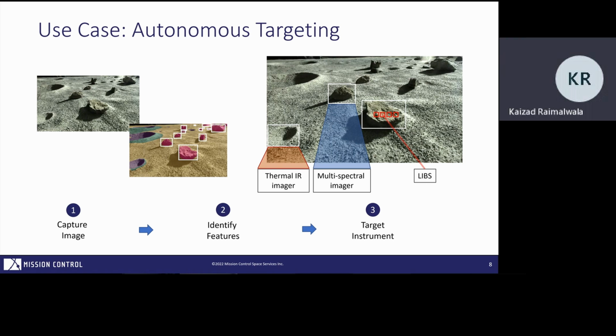And same with the multispectral imager, or any instrument really. And if you have a LIBS, you could use that to target different types of rocks. If you add this capability on board, then you're able to do this in a relatively continuous fashion as the rover is driving, so you save time compared to ground segment-based decision making.